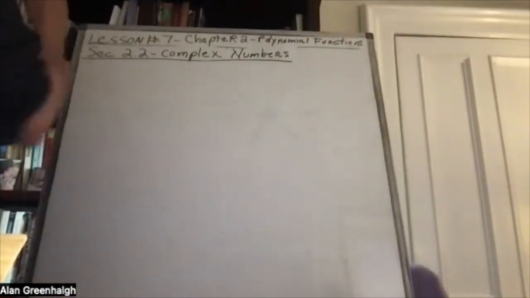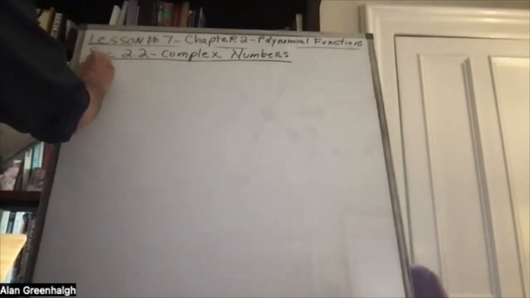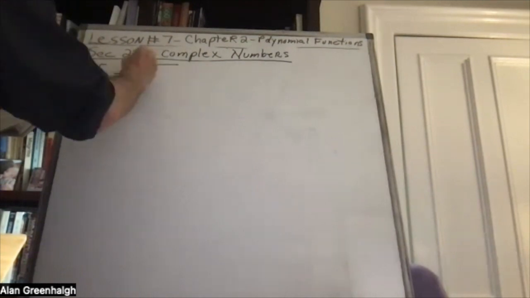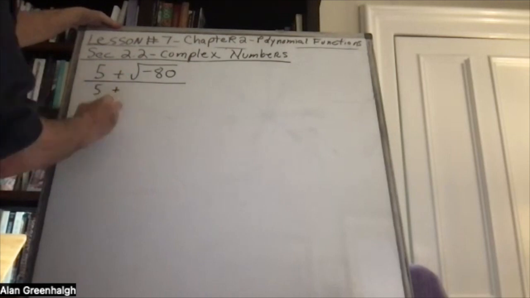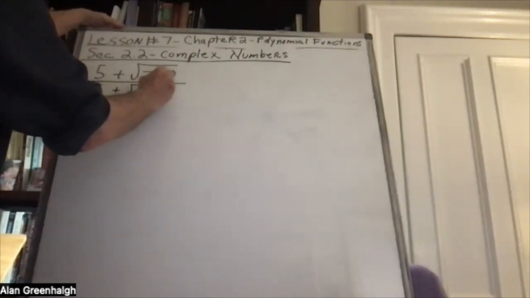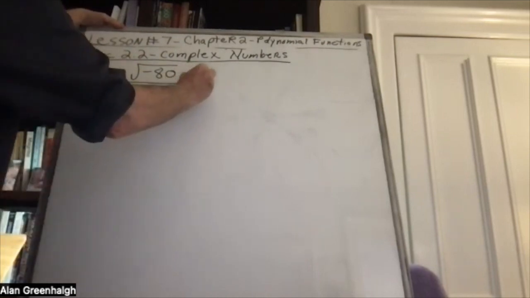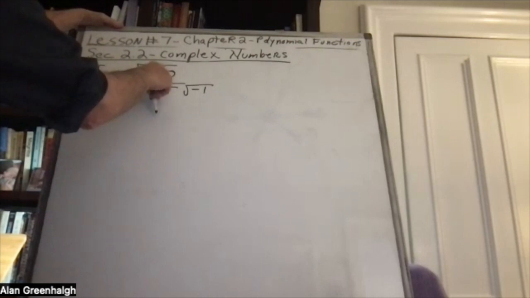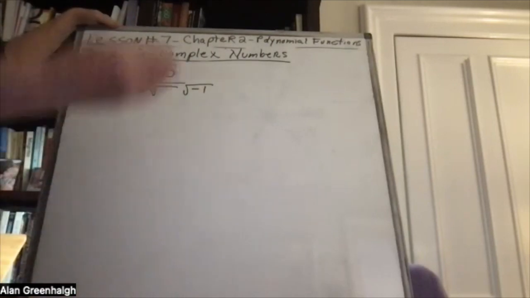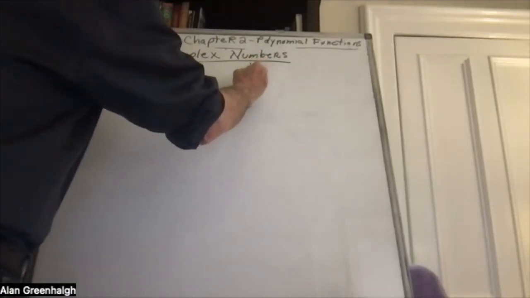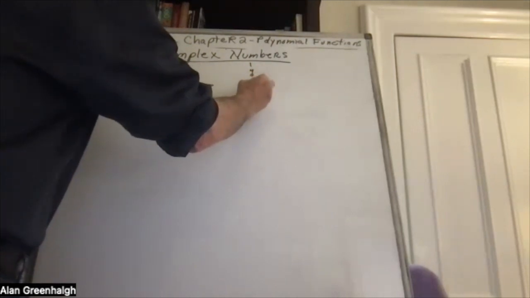Now I'd like everybody to take a look at this problem and see what you could do with it. Well, what you should be doing is saying, there's not much I could do with this 5. Let's just leave it. That's about as simple as it could get. But the square root of -80, put the -1 there. The largest perfect square factor of 80 is 16. You have to know your perfect squares to do this. You know, 1, 4, 9, 16, 25, 36, 49. You got to know them.